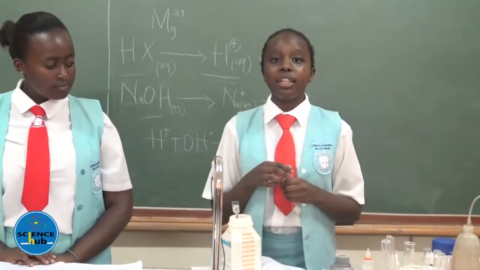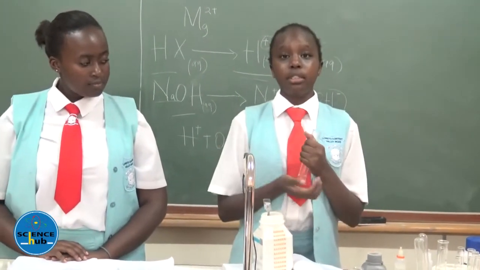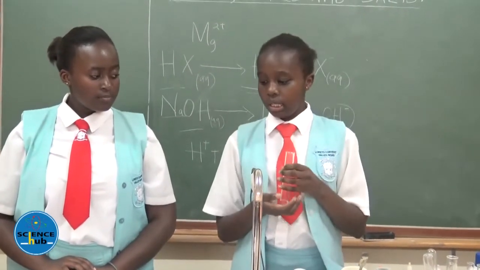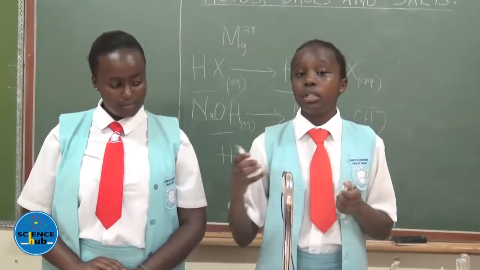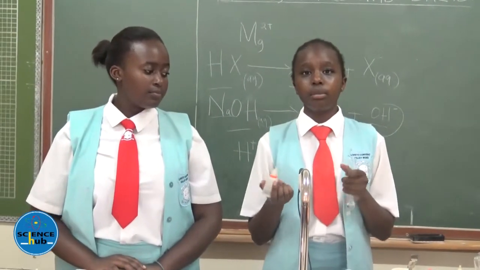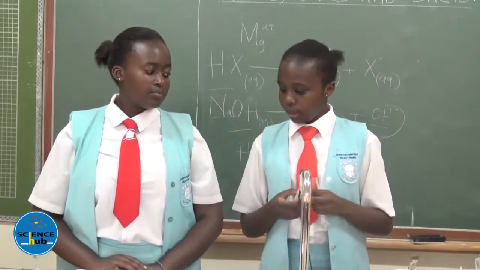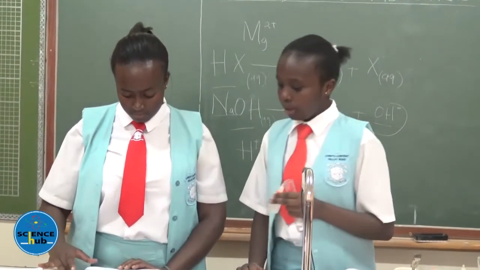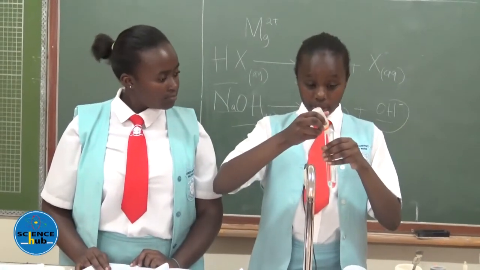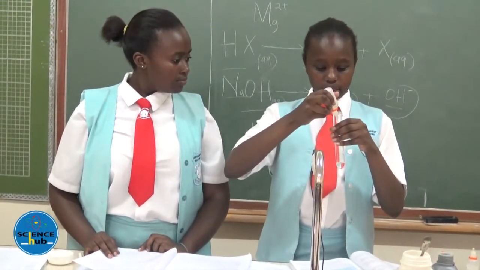So we are going to see the presence of cations in zinc sulfate solution, and the cations in this case are zinc. So we are going to determine it using aqueous sodium hydroxide or ammonium solution. So I'll demonstrate it using sodium hydroxide. So you put a few drops of sodium hydroxide, until in excess.